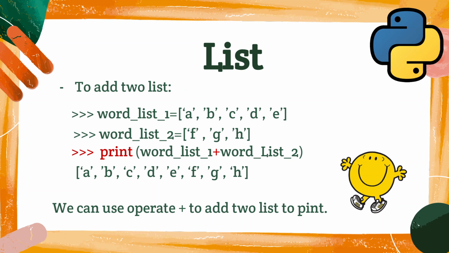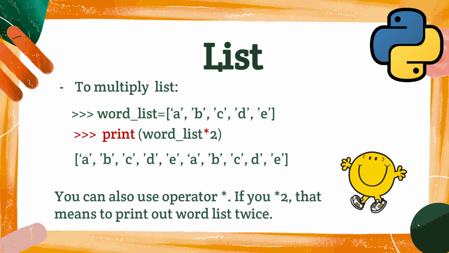Remember, we talked about operator in tutorial 2. Here, we can use operator plus to add 2 lists to print. So, the printout will be A, B, C, D, E, F, G, H. We can also multiply lists. You can use operator multiply. If you multiply 2, that means to print out the list twice. So it will print out A, B, C, D, E, and then another A, B, C, D, E.